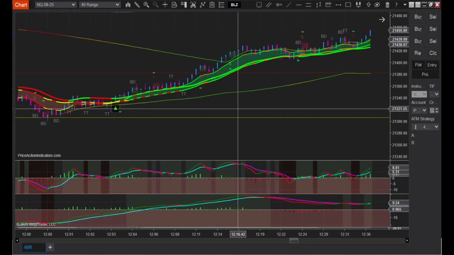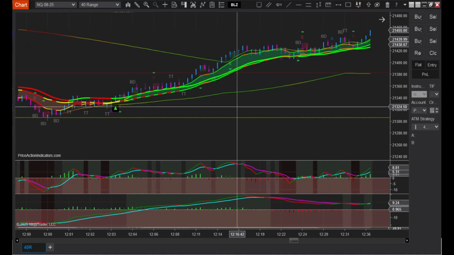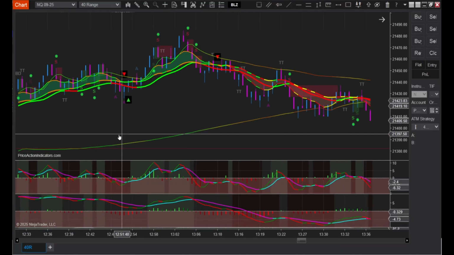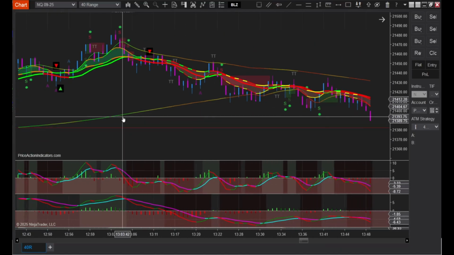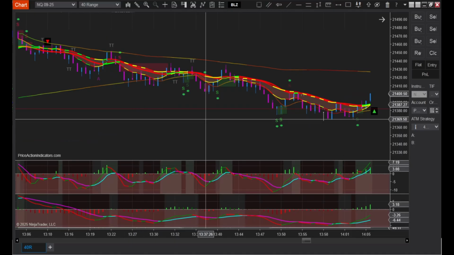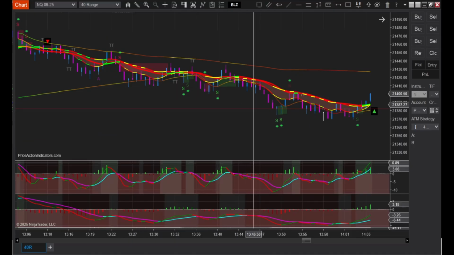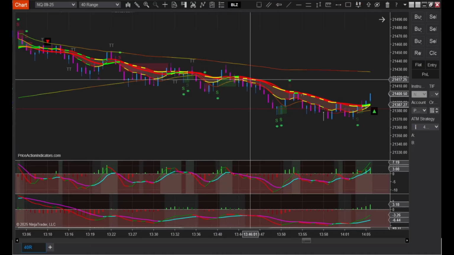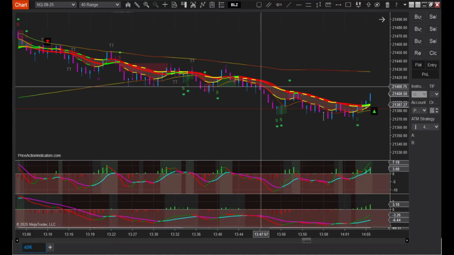Other than that, there are a couple things I want to go over. But if you look here, we broke down out of it, pulled back up right here. Right here, we have an entry.